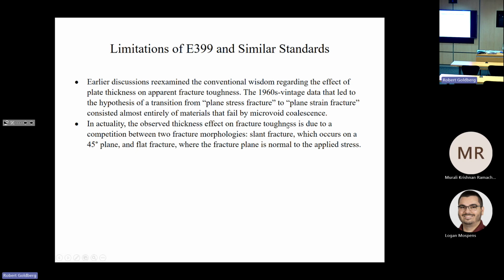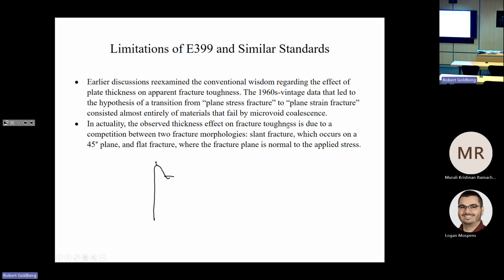So, limitations of the E399 and similar standards. We talked about before the conventional wisdom regarding the effect of plate thickness on the fracture toughness, and that when they first developed these things, they talked about transitioning from plane stress fracture to plane strain fracture. But as we also talked about, in reality, it's a competition between the slant fracture, where you have the fracture on the 45-degree plane, and the flat fracture, where the fracture plane is normal to the applied stress.